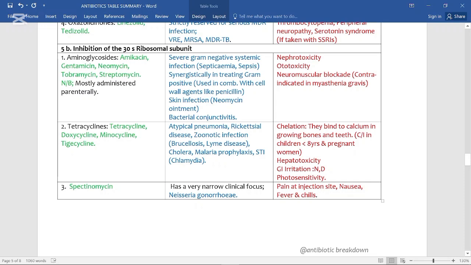Tetracyclines, think of the doxycycline, the minocycline, and the tigecycline. Very good when it comes to zoonotic infections like brucella. Very good against cholera. Very good as a prophylaxis against malaria. Very good when dealing with STIs like chlamydia. But this drug tends to bind on the calcium, so it may affect the growing bones and teeth, and that's why it's always contraindicated when it comes to pregnant women and children who are less than 8 years.